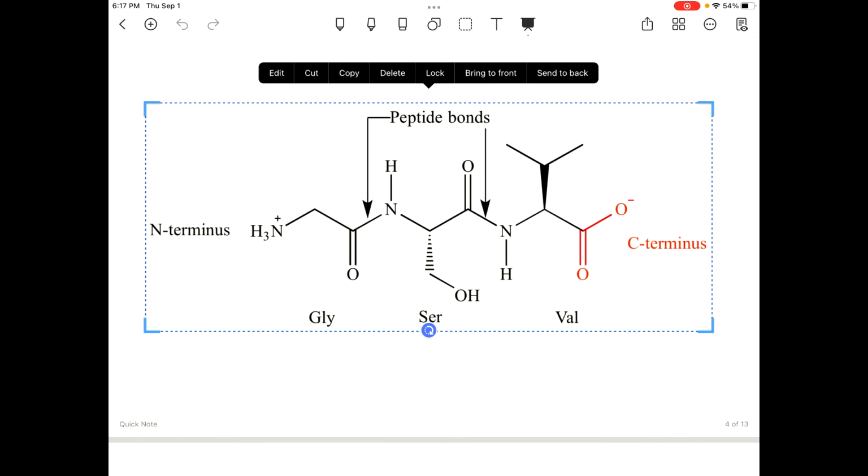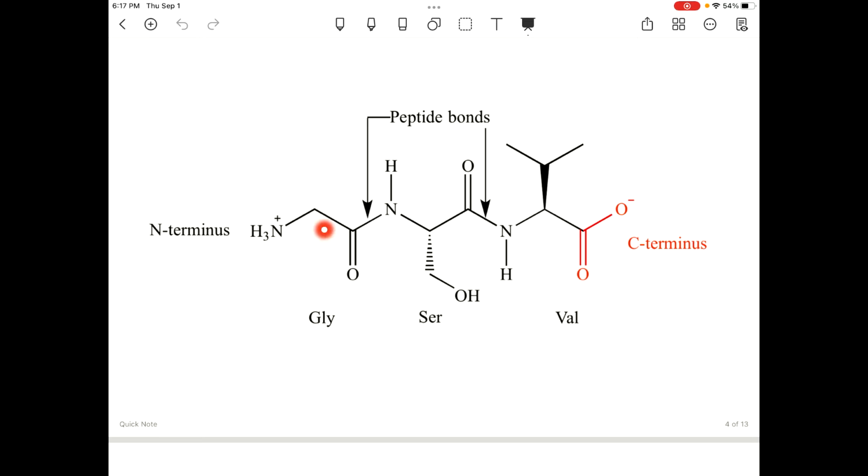So this is just a picture to show what I talked about. This is the N-terminus. This is how a polypeptide basically forms. We have the N-terminus right here, and the C-terminus on this end. It goes from N to C.